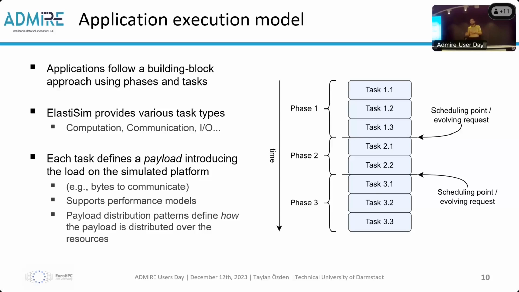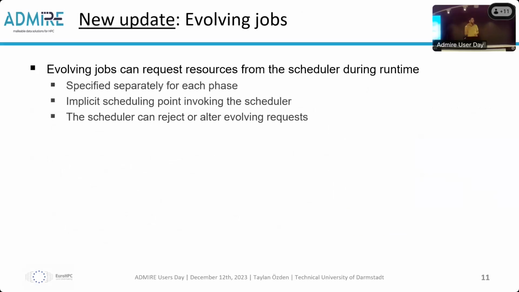For evolving jobs, I will also come to that later. You can describe an evolving request exactly before a phase starts, so that an evolving job is able to describe the number of resources it would like to have for the next upcoming phase, for example. Okay, so coming to that, we have a new update with the evolving jobs. It's just a couple of weeks old.